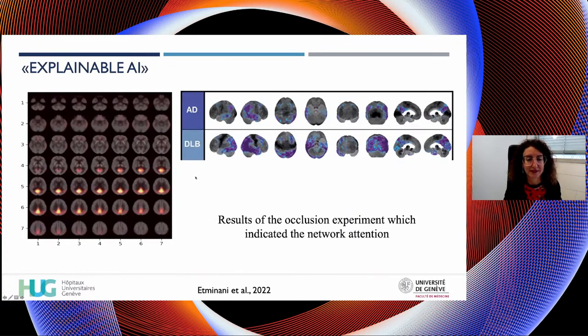And what is very relevant, a concept that is increasingly evaluated in artificial intelligence, is that we do not want to have a black box system in which we obtain a classification, Alzheimer's or Lewy body dementia, without knowing how the algorithm developed this response. So with an exclusion experiment, we can see which are the areas of the brain, the network, used to classify in one sense or the other. And you see in this work that if we consider the patterns of Alzheimer's disease and Lewy body dementia, the areas that were considered relevant by the system to classify these two populations as compared with healthy controls are indeed the areas that are known to be pathological in these conditions.